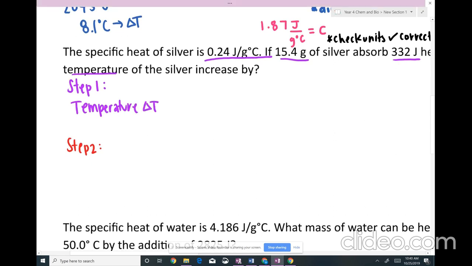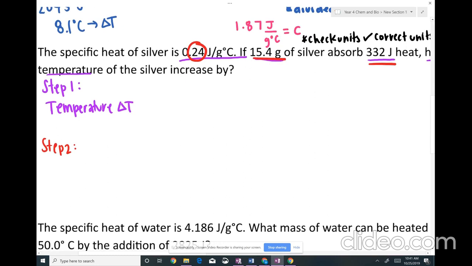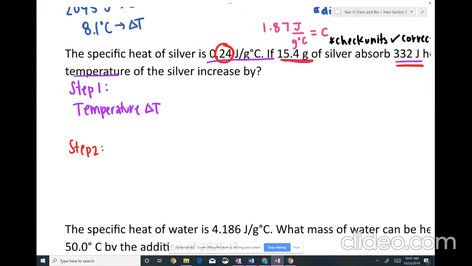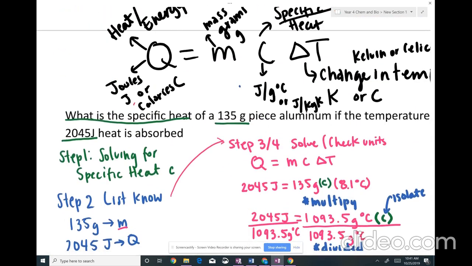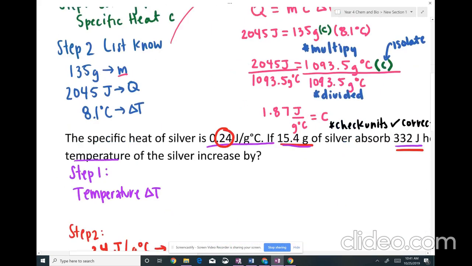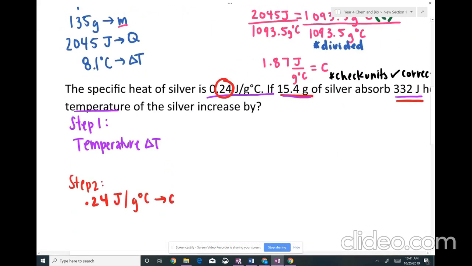The next thing is that we're going to list everything that we know. As I was reading, we were looking at the numbers, so now we have to figure out what they all mean. I had 0.24 joules over grams degrees Celsius. If I look at my units up here, I find that joules over grams degrees Celsius is your C. So this is going to be represented by the letter C.